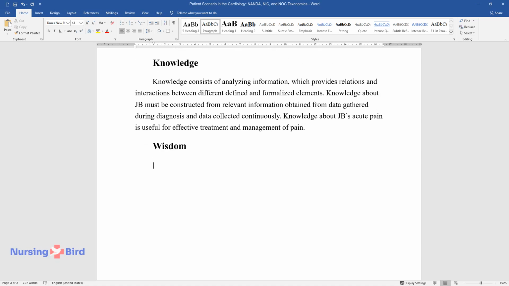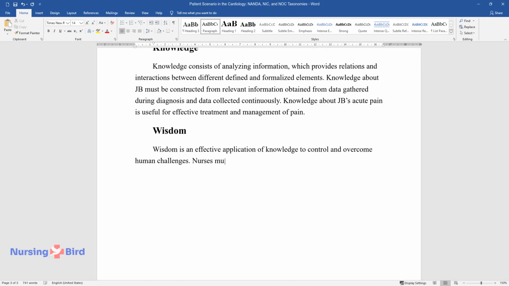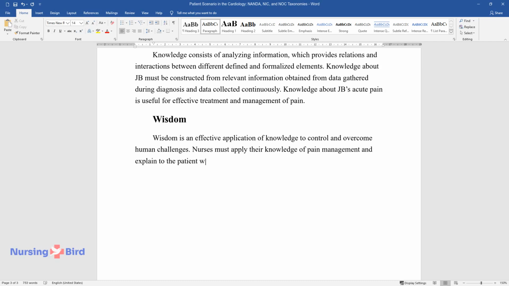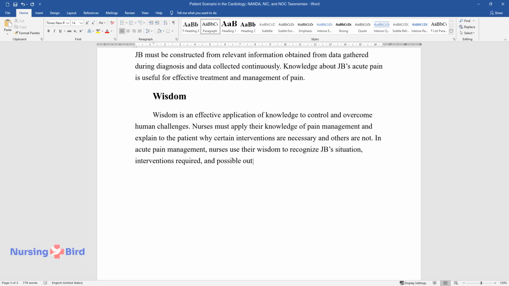Wisdom. Wisdom is an effective application of knowledge to control and overcome human challenges. Nurses must apply their knowledge of pain management and explain to the patient why certain interventions are necessary and others are not. In acute pain management, nurses use their wisdom to recognize JB's situation, interventions required, and possible outcomes and follow-ups.